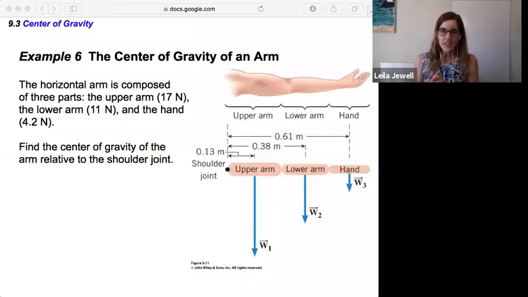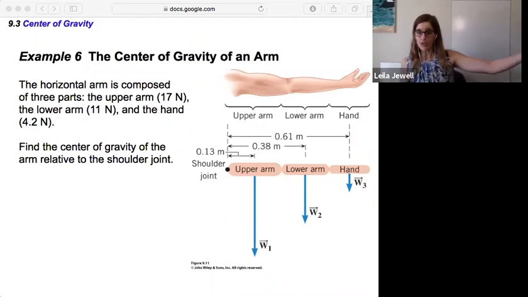All right, so let's see an example of this, the center of gravity of an arm. The horizontal arm could be considered to be composed of 3 parts: the upper arm, the lower arm, and the hand. And each of them has their own weights. So where does the overall weight of the arm act? That's something we can figure out. We'll figure it out relative to the shoulder joint, just as we did with the deltoid muscle example.